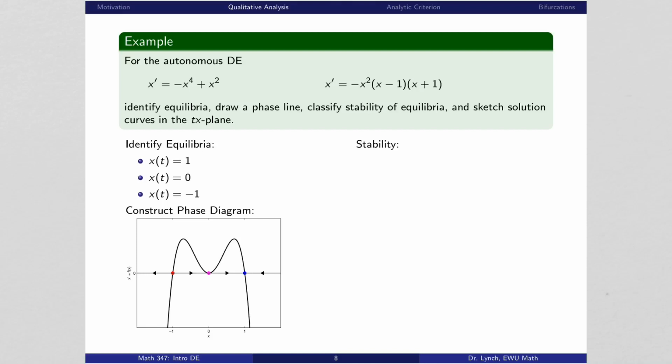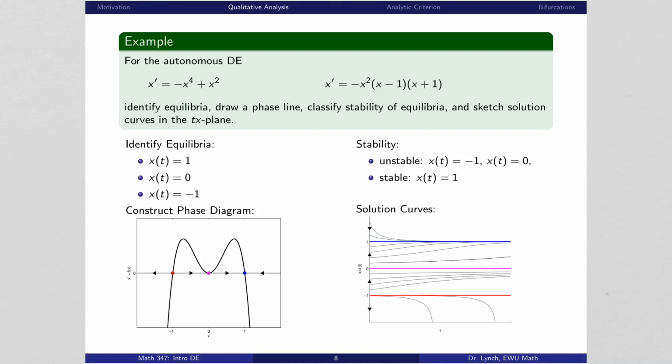And finally, the equilibrium solution at 0 turns out to be unstable. Some textbooks might classify this as semi-stable or half-stable. We won't do that. We'll just call it unstable because it's not stable. If you get bumped off to the left of 0, you do move back to 0. But if you get bumped off to the right, you move toward 1. So you don't always move back, which is the definition of unstable. So x equals 1 is stable, x equals minus 1 and 0 are unstable.